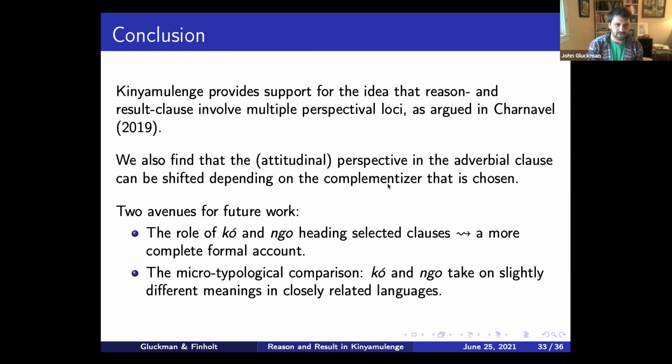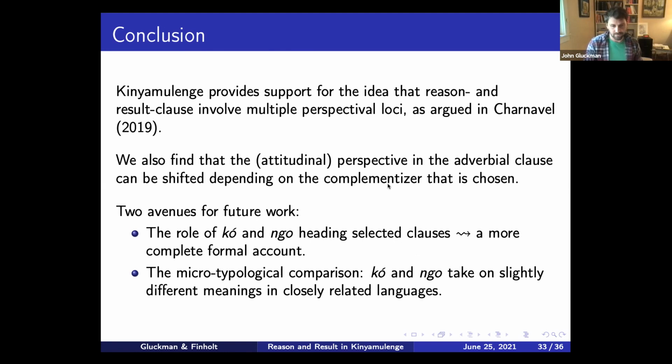Okay, just summing up here. So what we do find is general support for Charnavel 2019. Kinyamulenge seems to provide support for the idea that reason and result clauses involve multiple perspectival loci. And then we also find that the complementizers in Kinyamulenge encode some sort of perspectival shift, which we've characterized as a binding by an attitude center versus binding by an event participant. We want to point out two avenues of future work.